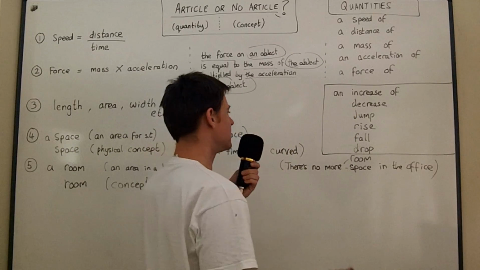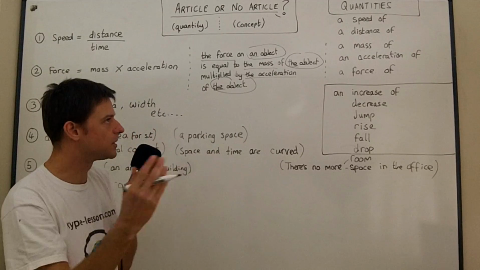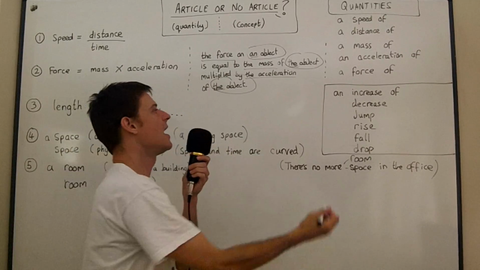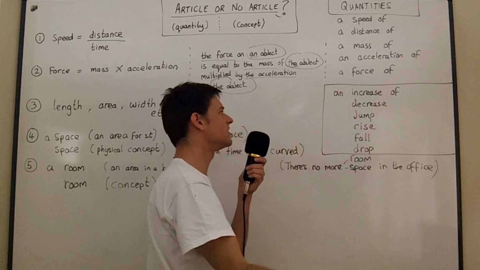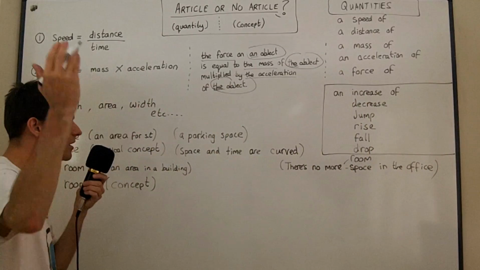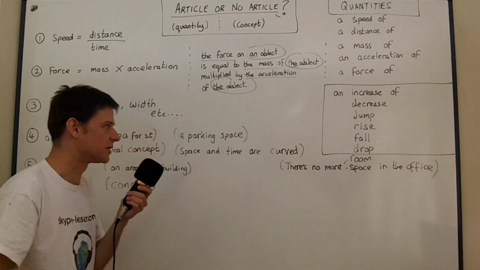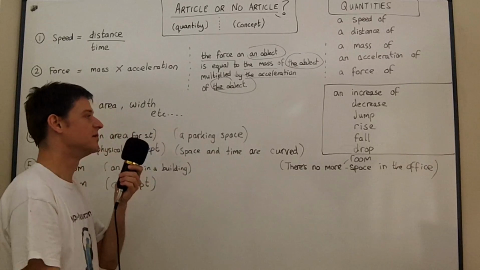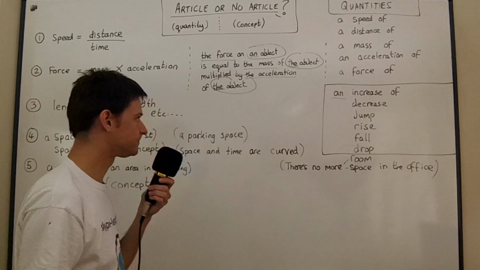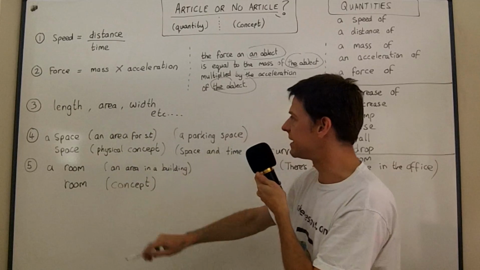And I mention it because so many times when I'm looking at a newspaper article to pull it apart and look at why we're using a, the and no article, "a" is very often used with quantities. An increase of, a decrease of, a jump of, a rise in, a fall of, a drop in temperature, something like that. Very often we'll see "a" or "an" being used before nouns of quantity.